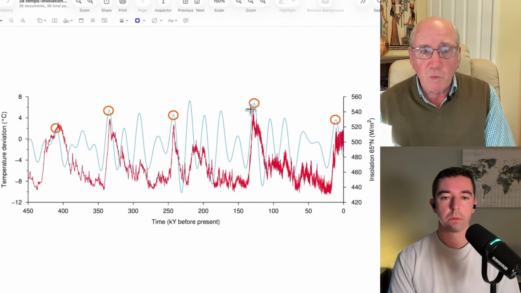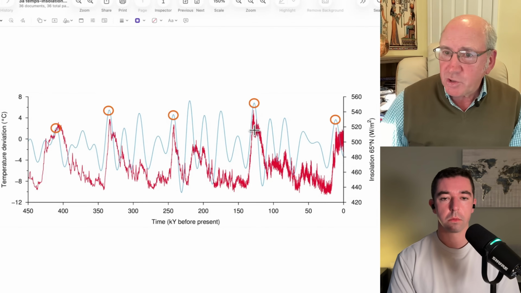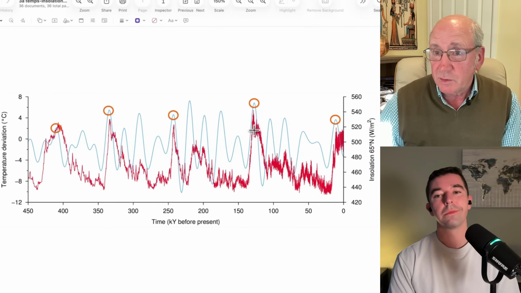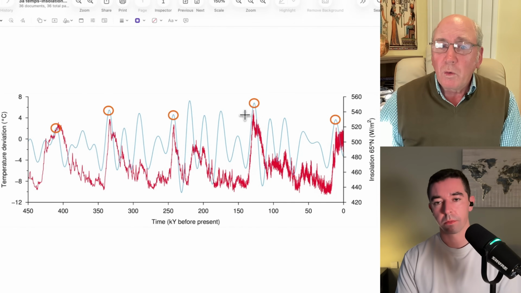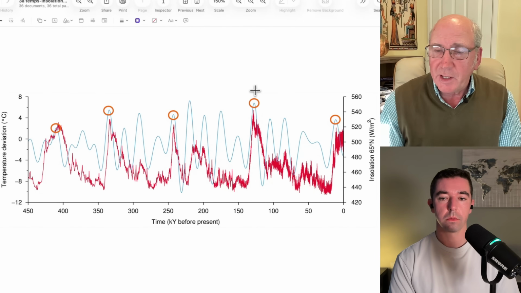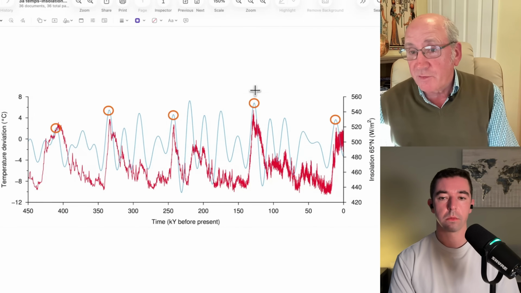So here we see it's warm. You can see the red is the temperature, obviously. When we get high insolation in the northern hemisphere, we get high temperatures. But these temperatures are world temperatures, not northern hemisphere temperatures. So warming is caused by northern hemisphere insolation, not by southern hemisphere insolation.